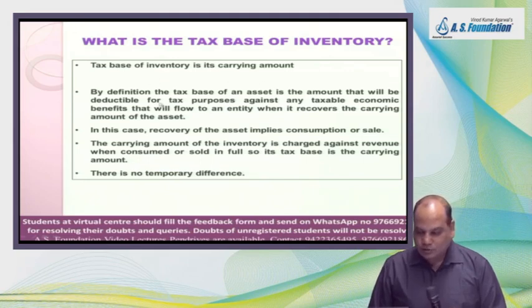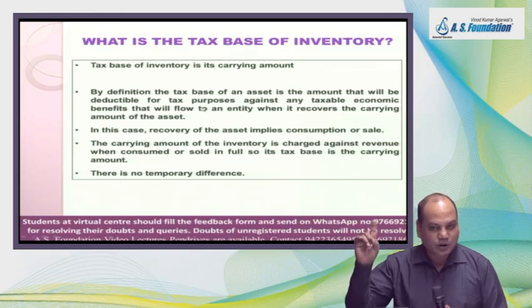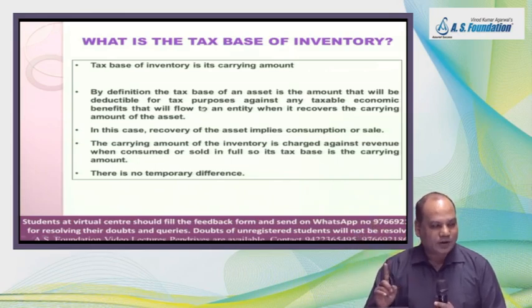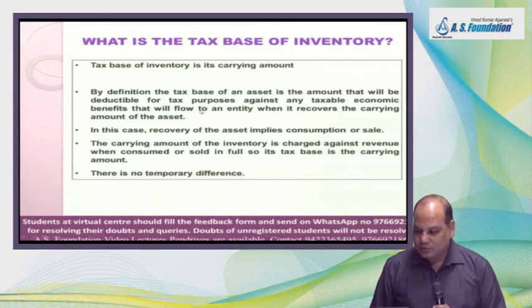Don't write, I have written it in your notes. By definition, the tax base of the asset is the amount that will be deductible for tax purpose. So we are done with point number 1. Asset, first category: expense category. For the expense category, the tax base is the amount that is allowed as deduction for tax purpose. In this case, recovery of the asset implies consumption or sale. The carrying amount of the inventory is charged against revenue when consumed or sold in full. So the tax base is equal to carrying amount, and therefore there will not be any temporary difference.